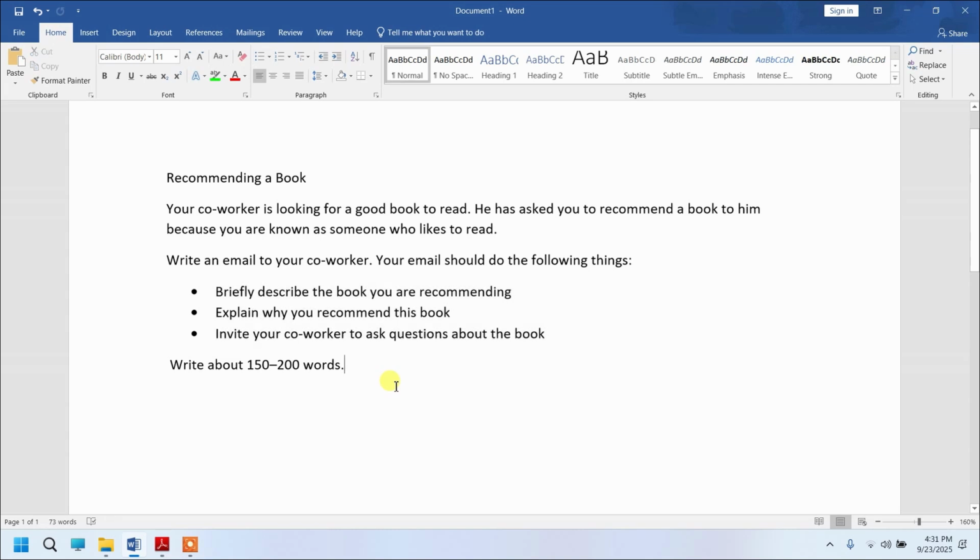Now, what is the first step? The first step is to figure out what the letter type or the email type is. Here it is informal. You are writing the email to your co-worker, so you won't be saying sir, you won't be saying yours faithfully. So it is the informal type that I figured out. Now, what is the structure?